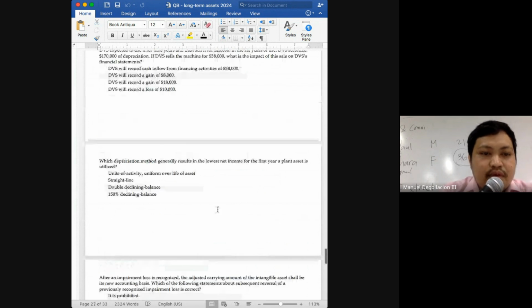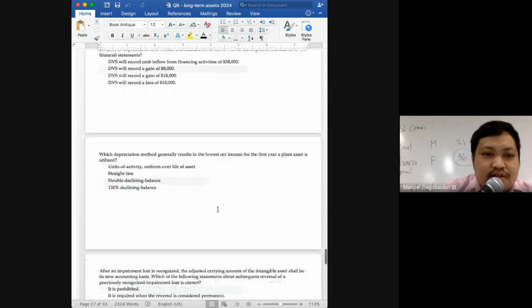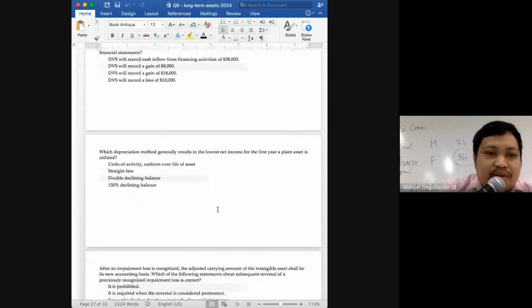Which depreciation method generally results in the lowest net income for the first year? Basically, the same problem as the earlier ones. It would be your double declining balance.